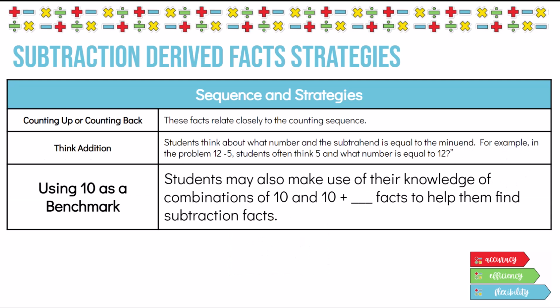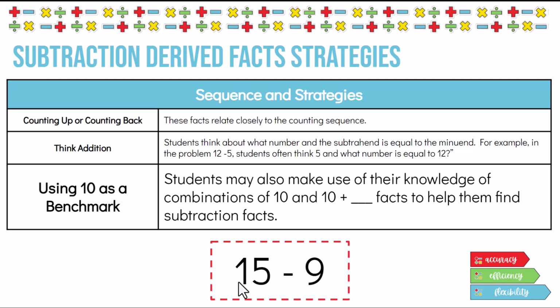Students may also make use of their knowledge of combinations of 10 and the 10 plus facts to help them find subtraction facts. This often occurs when the minuend is a teen number and the subtrahend is slightly less than 10, such as this example, 15 minus 9. The 15, which is our minuend, is a teen number, and the 9 is very close to the 10. We can use a number line and the benchmark of 10 to help identify the difference.